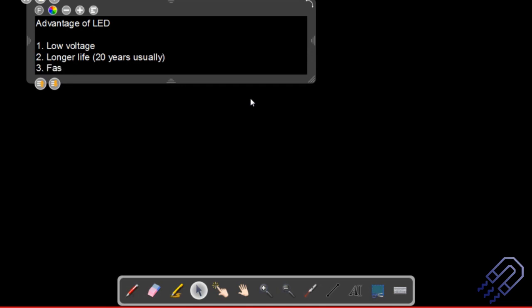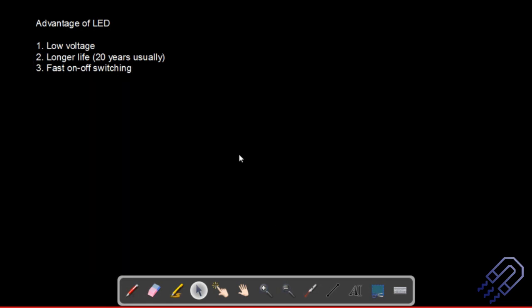And then fast on-off. When you have a circuit or a device which has an LED attached to it, you can tell whether it is on or off. As soon as you switch off the circuit, it switches off, and as soon as you switch it on, you see that the LED straight away glows. So it has a very fast response. That is very important.